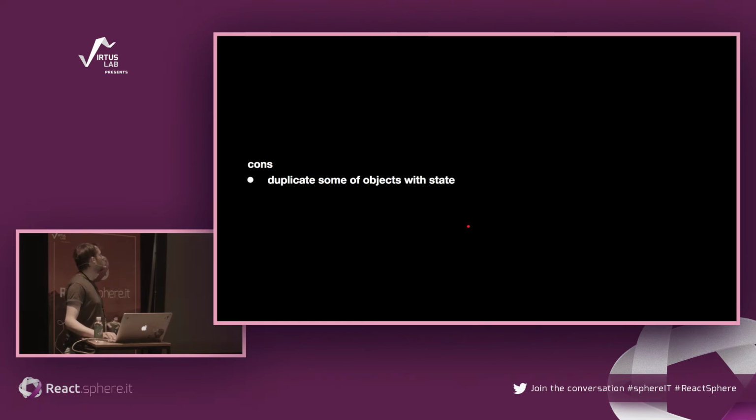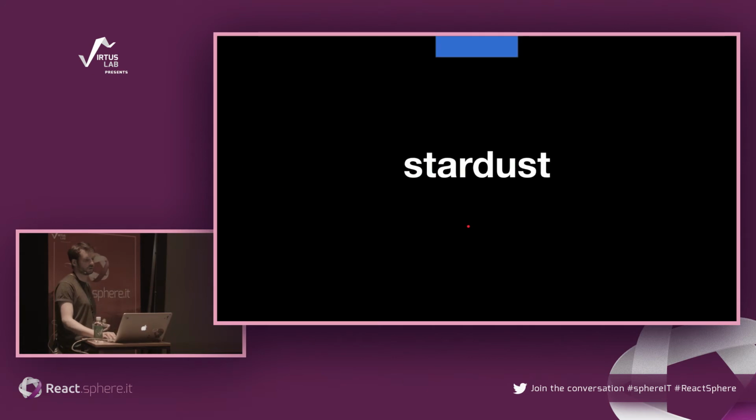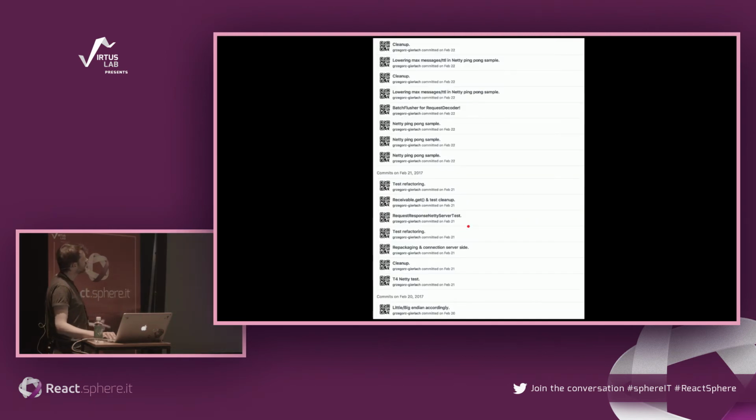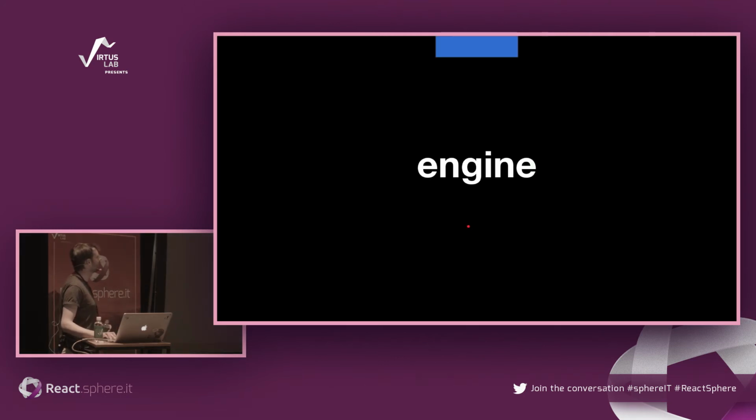It's single-threaded. Of course, we had to create more objects with state, like clients. So each thread in the server needs to have its own set of clients and other objects, because you don't want to share state between threads. So we call it Stardust, and I committed the first code in late 2016. Later, my colleague joined, and he did the hard work. So I'm not the only committer.